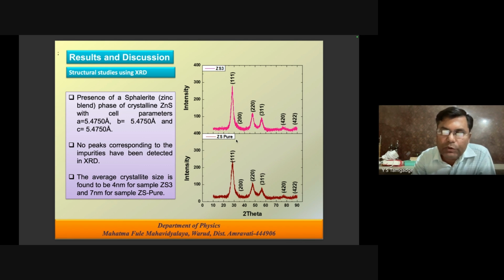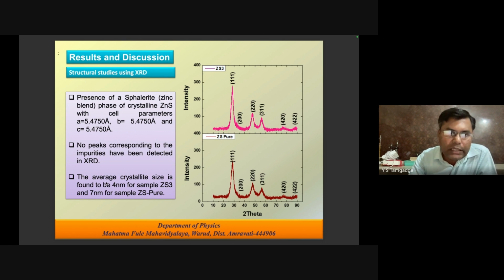Remember that ZS pure sample is a sample which was synthesized without using the capping agent, and this ZS3 is a sample which was prepared by using a capping agent of highest quantity. So from this XRD, we can see the presence of zinc blende phase of crystalline ZnS with unit cell parameters a, b, c, which are mentioned here. And there is no peak due to impurity, which can be seen from the XRD.